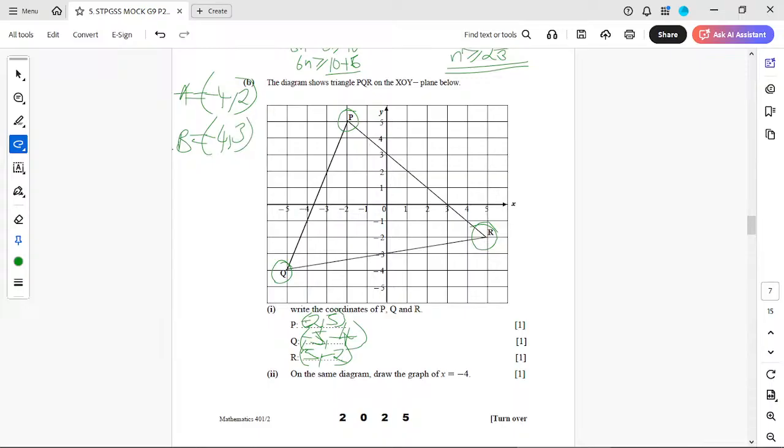Then we have the coordinates for C, which is -4, comma 4. So now we have come up with coordinates that have x equal to -4. What happens when we're plotting these coordinates? Let's start with point A, that means this point is here. Then -4, comma 3, the point is here.